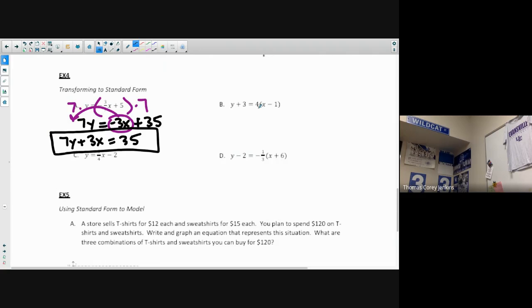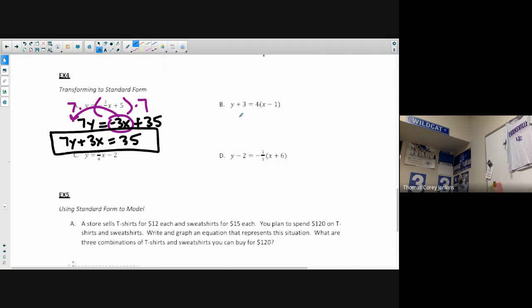Let's look at B. I'm going to ask you, what form is the equation of B in? It says y plus 3 equals 4 times the quantity x minus 1. What form of an equation is that? Hopefully you came up with point slope form. Now let's talk about what the problem is asking us to do, which is to write it in standard form. This is going to be similar to writing this in slope intercept form, which we've worked a lot on in all the classes.